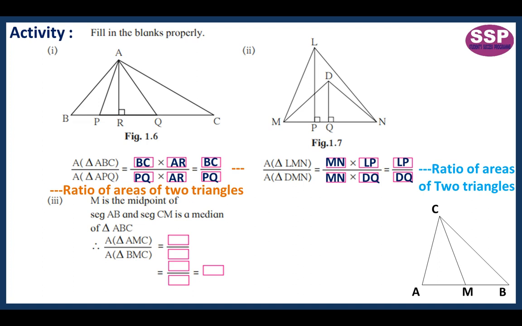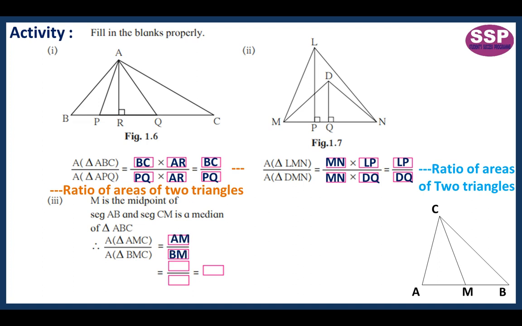Next, third problem. Here M is the midpoint of segment AB and segment CM is a median of triangle ABC. Here we have to find out the ratio of area of triangle AMC and triangle BMC. Both these triangles have equal height. Therefore, the ratio of areas of these two triangles is equal to the ratio of their corresponding bases. Therefore, the answer will be AM upon BM.